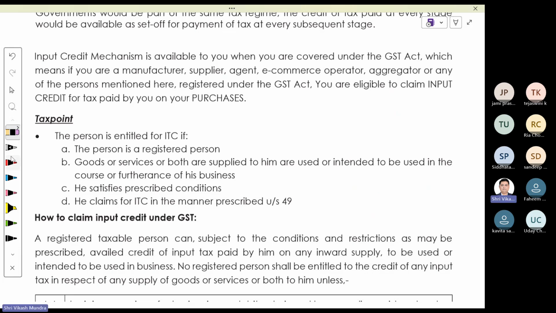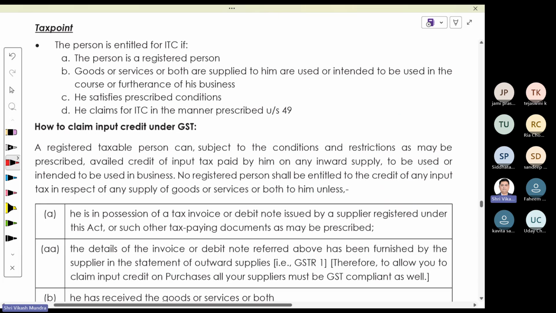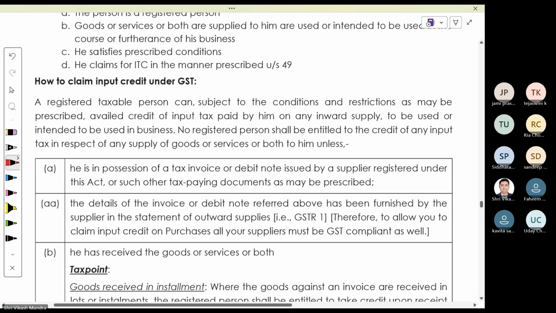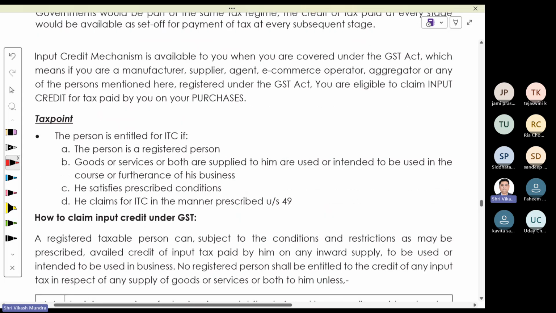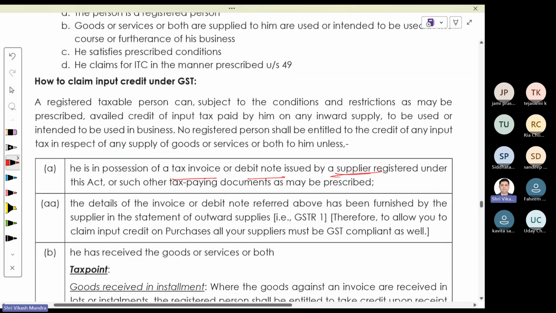Now, how to claim ITC under GST? What are the other conditions which we are supposed to fulfill? Number one, if we are claiming the ITC, we should possess a tax invoice or debit note or any tax paying documents issued by the supplier. If I do not have any documentary evidence that I have paid the tax to the supplier, I cannot claim.